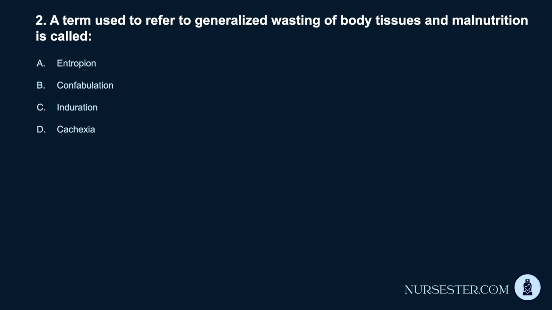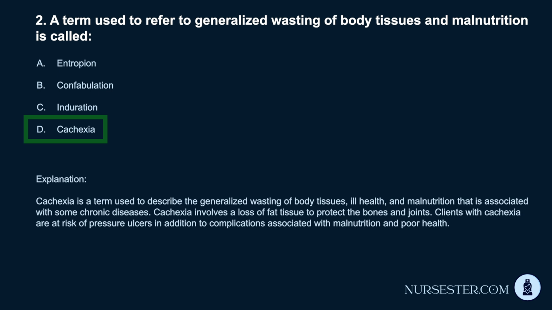2. A term used to refer to generalized wasting of body tissues and malnutrition is called A. Entropion. B. Confabulation. C. Induration. D. Cachexia. Correct answer, D. Cachexia. Cachexia is a term used to describe the generalized wasting of body tissues, ill health, and malnutrition that is associated with some chronic diseases.